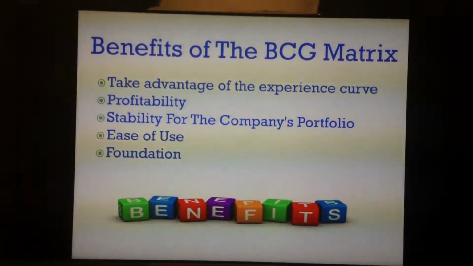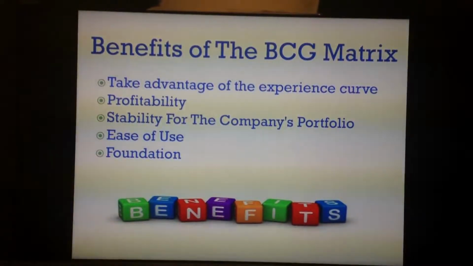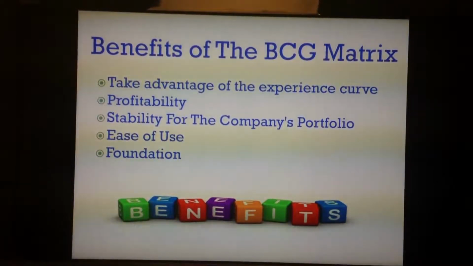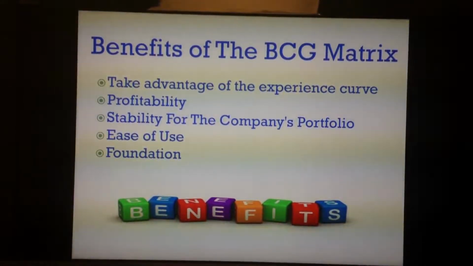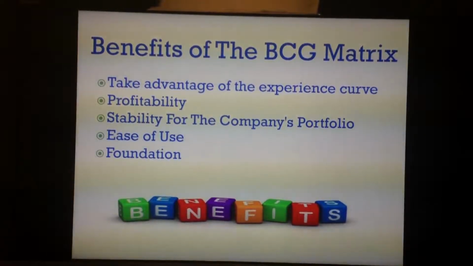The BCG matrix model can also be helpful for managers to evaluate stability in the firm's existing portfolio: the stars, cash cows, question marks, and dogs. Large companies seeking experience effects and volume should apply the BCG matrix model for the best results. The model is extremely simple and fairly easy to understand. It also provides the foundation for management to choose and formulate future actions.